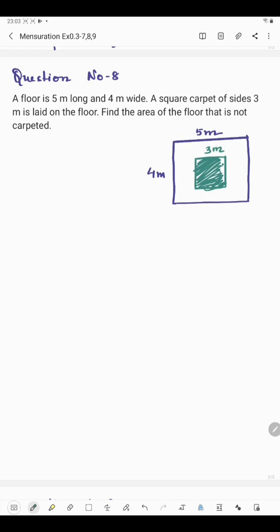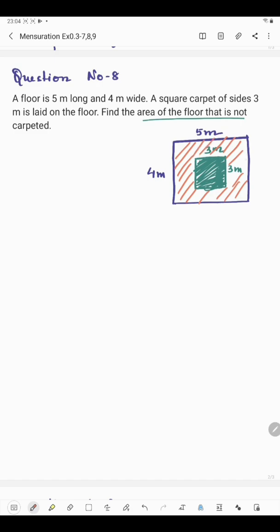3 meter. So this is also 3 meter, this is also 3 meter, because this is the square carpet. So all the sides of a square are the same. So if this is 3 meter, this also will be 3 meter. Now we will have to find the area of the floor that is not carpeted. Now from the figure it is easily understood which part is not carpeted. This part is not carpeted, this orange part. So how to find this part?